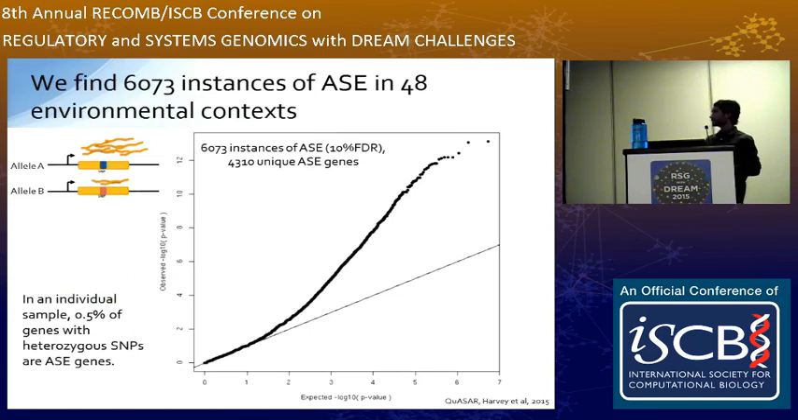So what we see is across 48 environmental contexts that we deep sequenced, we see 6,000 examples of significant allele-specific expression, and this corresponds to about 4,000 unique ASC genes. And then digging in a little bit more, for any given individual, what we see is on average about 0.5% of any gene that has a het is an ASC gene, 0.5%.